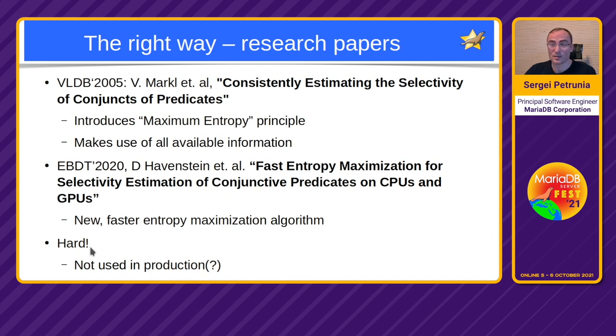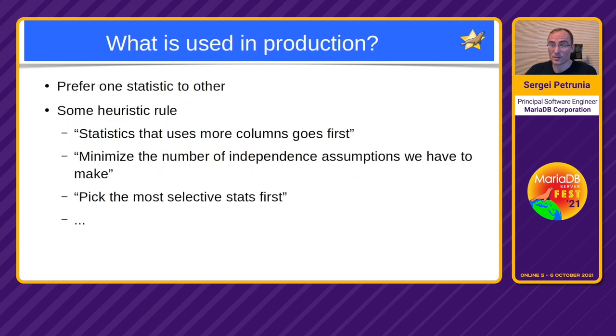It's still hard. It's computationally intensive, noting that they have to use a GPU just for computing the combined selectivity, and it's hard to code. I'm not aware of it being actually used in production in any database. What is used in production?